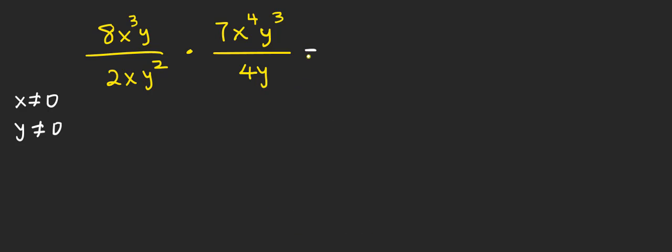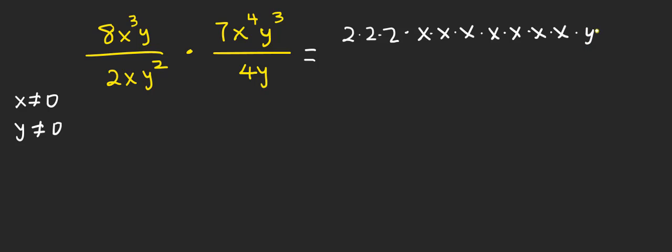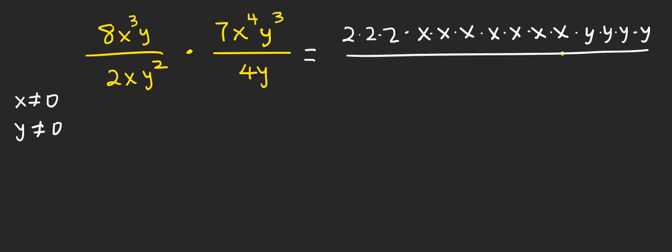Now another way of doing it is this. This is a longer way of doing it. Let's break it down. What is 8? 8 is 2 times 2 times 2. And x cubed is x times x times x. And you have x to the 4, so that's another 4 x's. And you have y and y cubed, that's 4 y's. All over, you have 2, and you have 2 times 2. I forgot the 7 here.